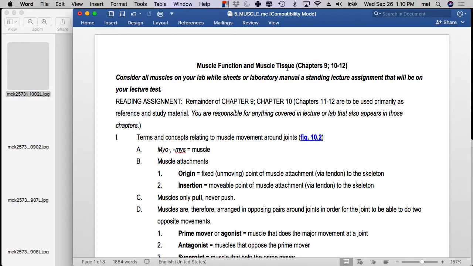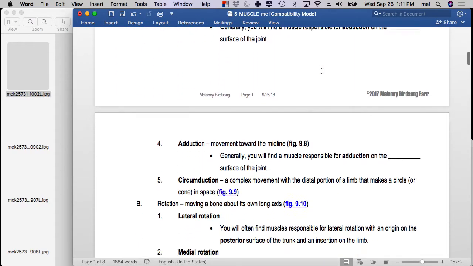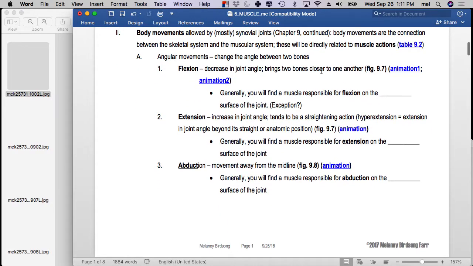So you are going to have chapter 9, just the rest of chapter 9 that we didn't do before, the stuff that's in your notes. And then chapter 10 is like muscle tissue and really how it contracts at like a submicroscopic level, which is really important for physiology. Chapter 11 and 12 are the ones that are axial and appendicular muscles, and that's the ones you're working on in lab. So you always use your notes as the guide for what to study for your lecture test. Good? All right. So what we are going to start with is we are going to do body movements allowed by synovial joints. So first thing is you have to get some vocabulary down.